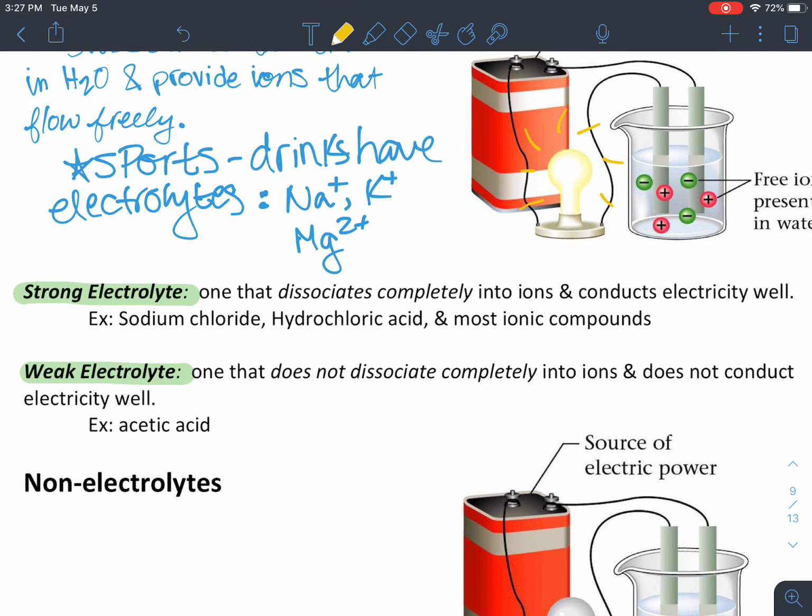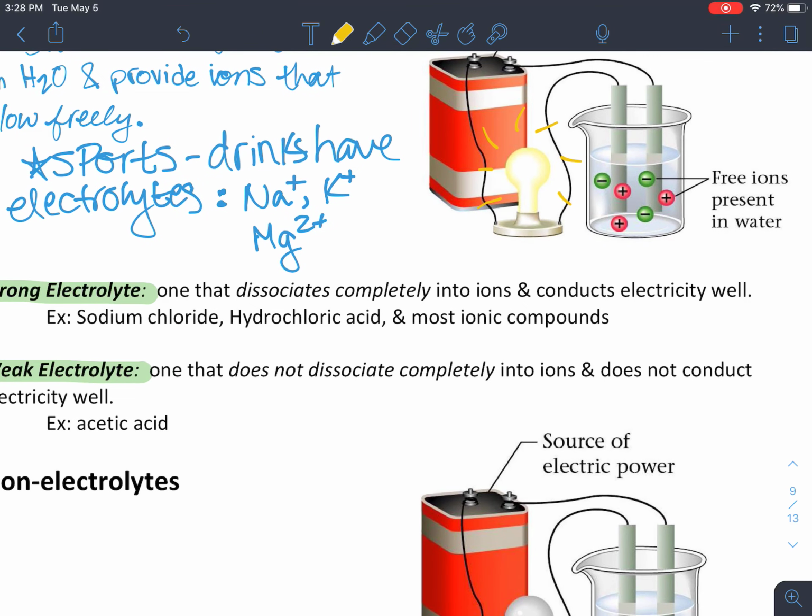So I'll explain that really quick. A strong electrolyte is one that dissociates completely into ions. It dissociates completely into ions and conducts electricity well. What this means is that every single ion breaks apart from its other ions. So all the cations separate from all of the anions. And I'll show you another picture in a second to explain this.